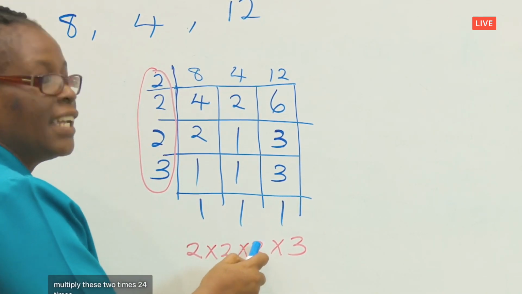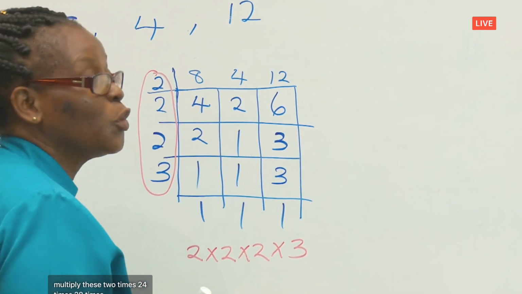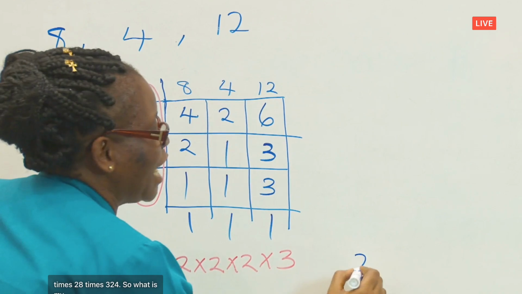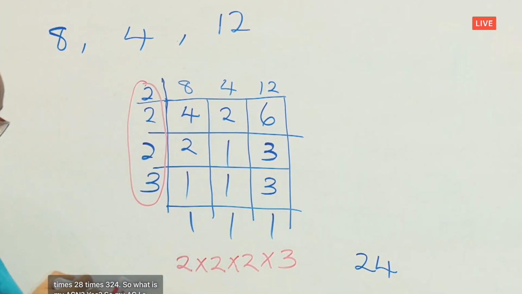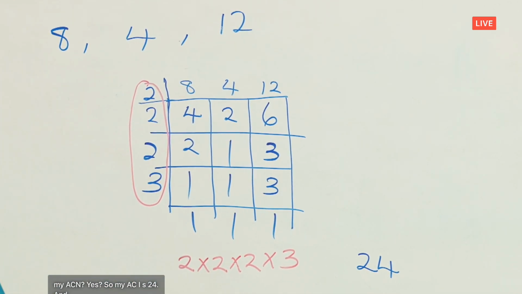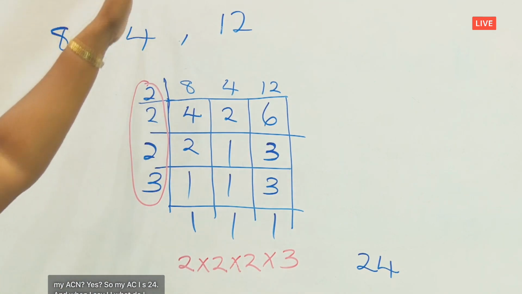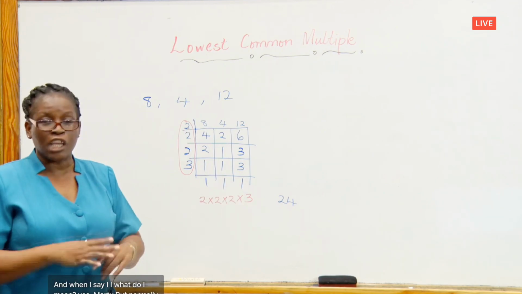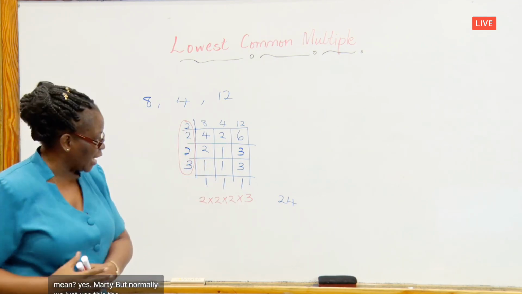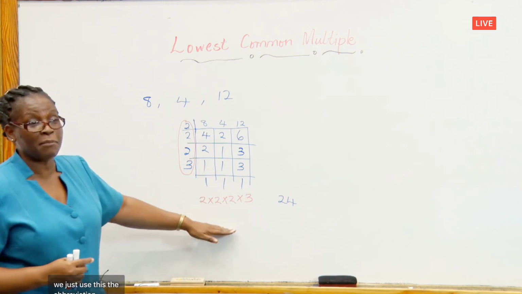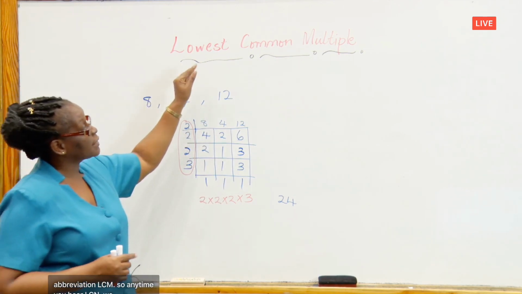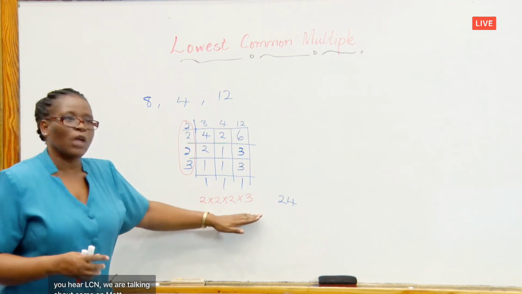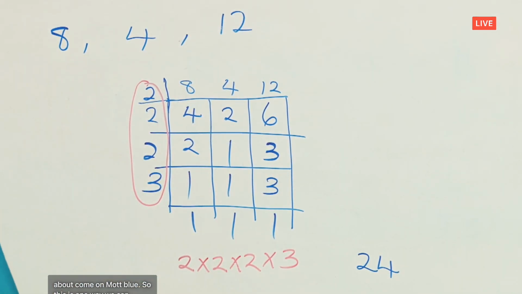2 times 2, 4. 4 times 2, 8. 8 times 3, 24. So what is my LCM? Yes, so my LCM is 24. And when I say LCM, what do I mean? Yes, lowest common multiple. But normally we just use the abbreviation LCM. So anytime you hear LCM, we are talking about lowest common multiple.